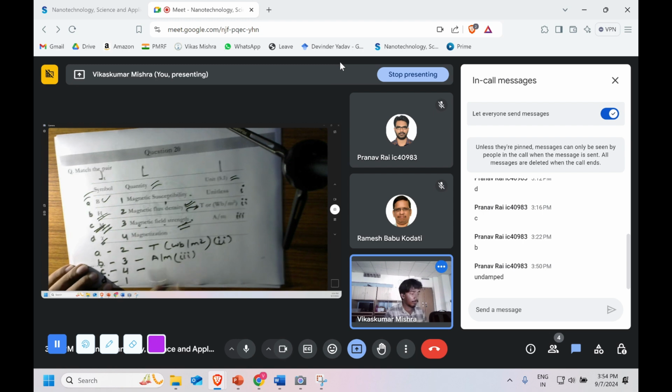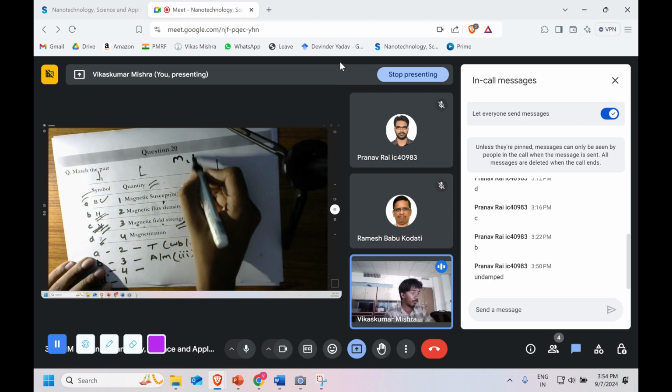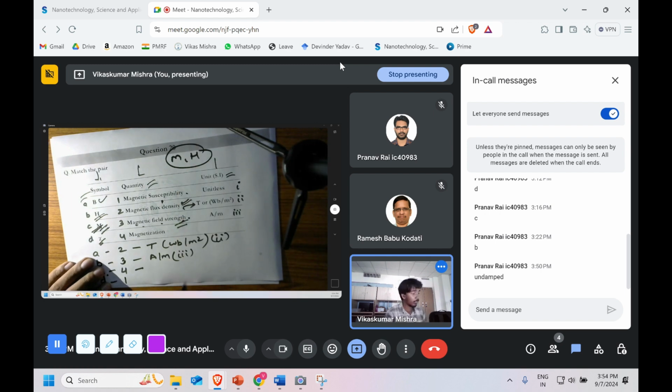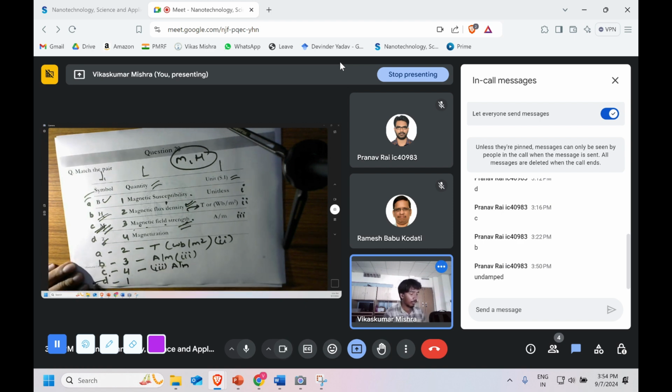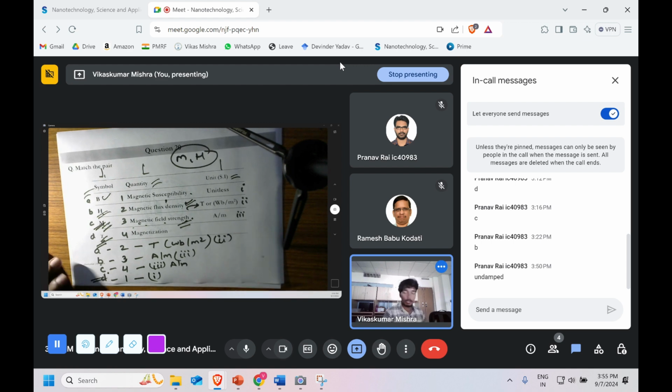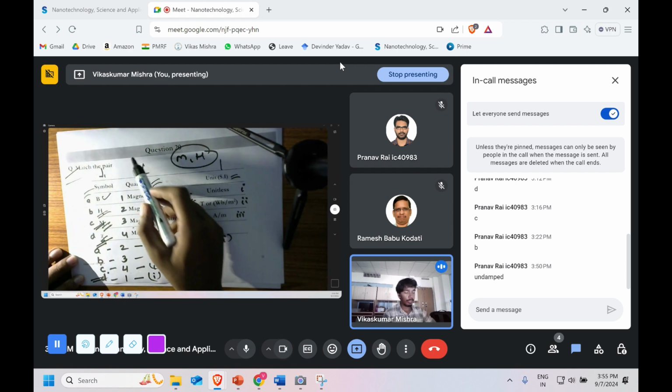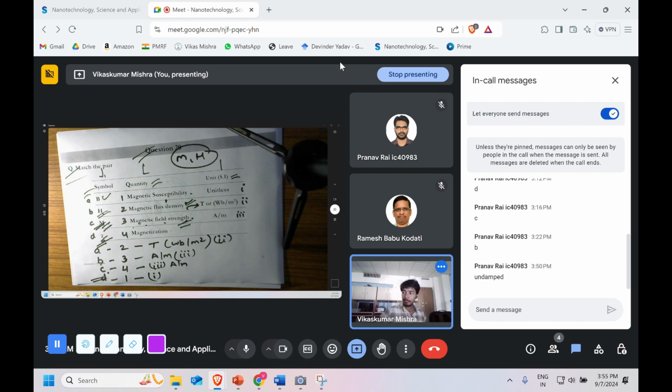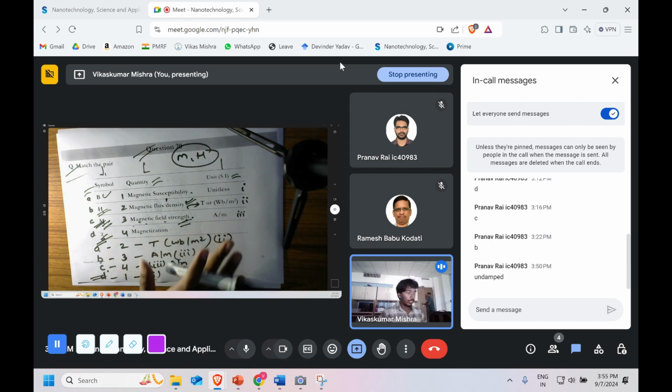Now C, that is magnetization. Again, the unit of M and the unit of H is the same. So we can say that again it will be option number 3, ampere per meter. And D, that is susceptibility, doesn't have any unit, so it will be unitless, and the option is one. Okay. So with that, we have solved this question number 20.